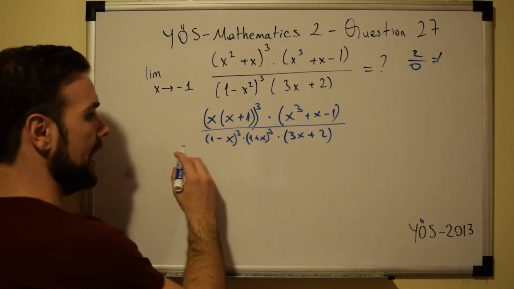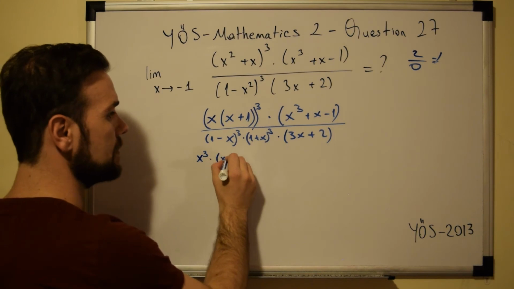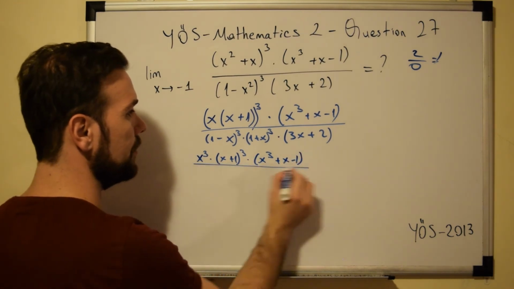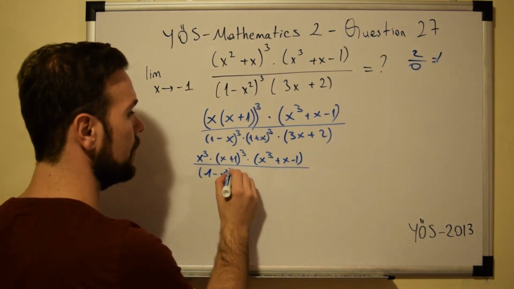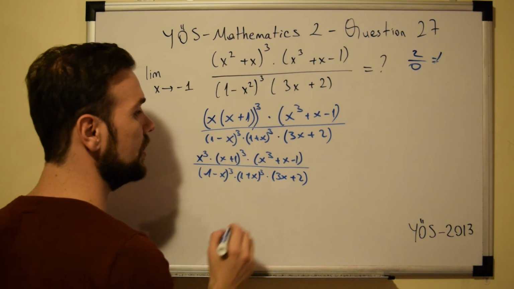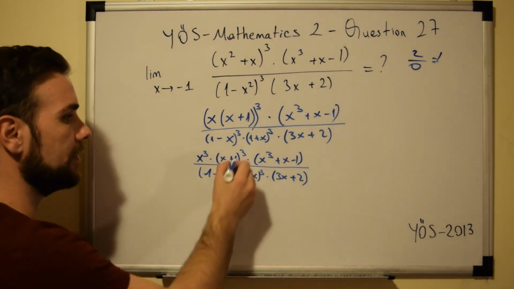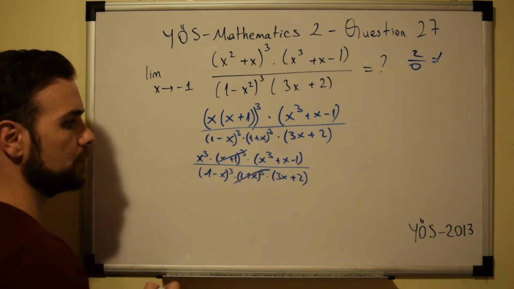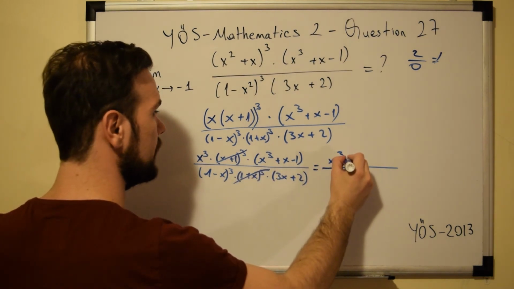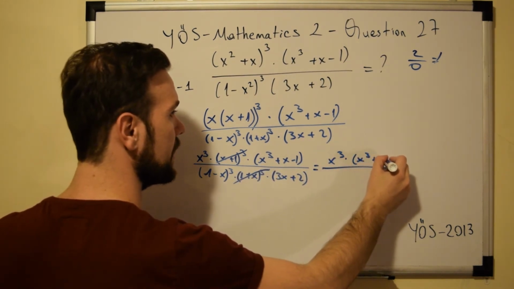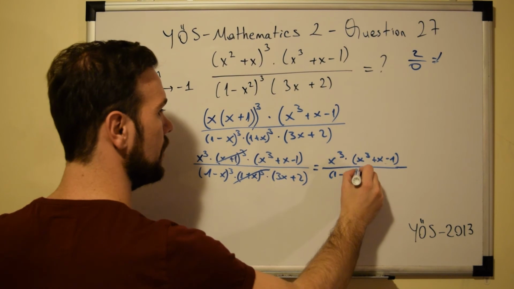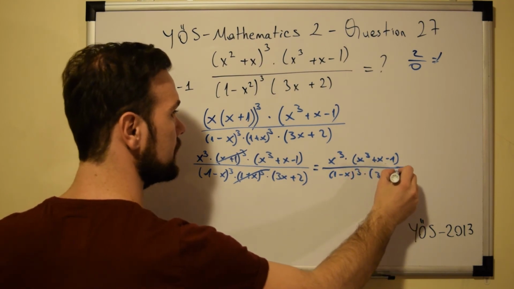Now, what do we have here? We have x to the power of 3 times x plus 1 to the power of 3 times x to the power of 3 plus x minus 1. And over here we have 1 minus x to the power of 3 times 1 plus x to the power of 3 times 3x plus 2. Since we have only multiplication, we can now simplify. So x plus 1 to the power of 3 simplifies with 1 plus x to the power of 3. So they cancel out. So what is left? We have x to the power of 3 times x to the power of 3 plus x minus 1. And we have 1 minus x to the power of 3 times 3x plus 2.